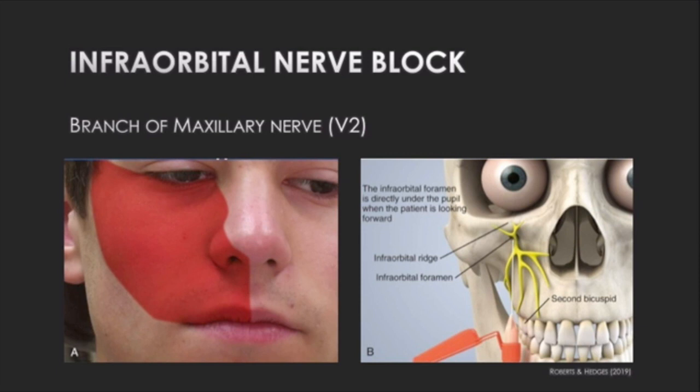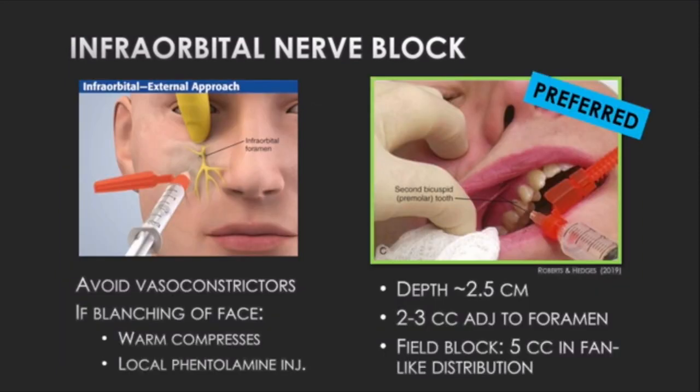The infraorbital foramen can be located by also extending that straight vertical line from your supraorbital foramen down the midline of your pupil and to a little notch over your maxilla right here. There are two ways that you can block this nerve. There's the external approach as well as the intraoral, which is a more preferred route.